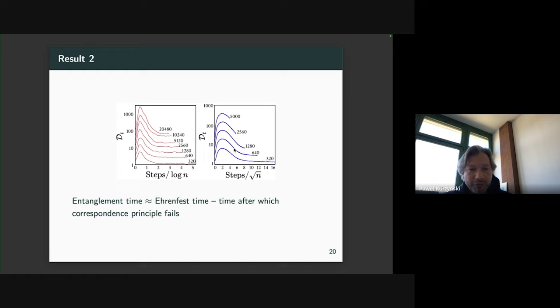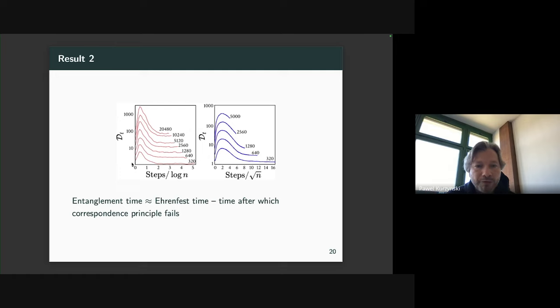Now, when the system gets entangled, the uncertainties grow, and exactly once the uncertainties grow, you reach this limit when you cannot use this correspondence principle. And this is basically this rough comparison between entanglement time and Ehrenfest time. So, okay, long story short, people said that in a chaotic system, the Ehrenfest time should scale as the logarithm of n. And because of that, people said, okay, so the time after which the system gets strongly entangled should also scale as the logarithm of n.